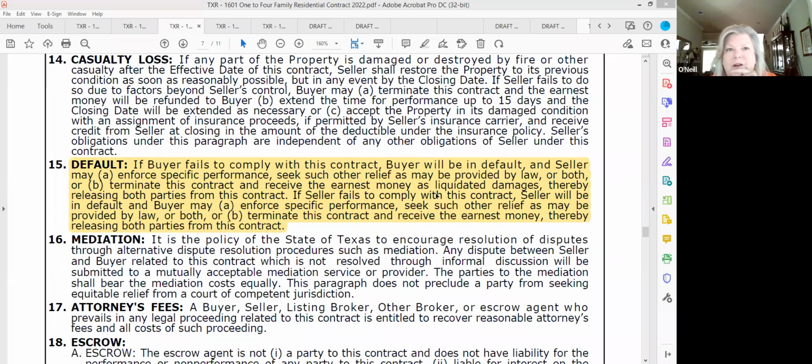So let's not sugarcoat any of this. It's very important that they understand this is a legally binding agreement and what the other party can do to them if they're a defaulting party. And again, it's very negative.